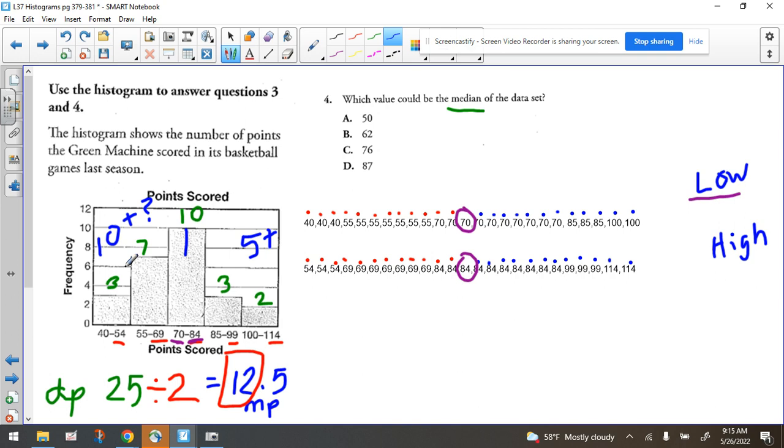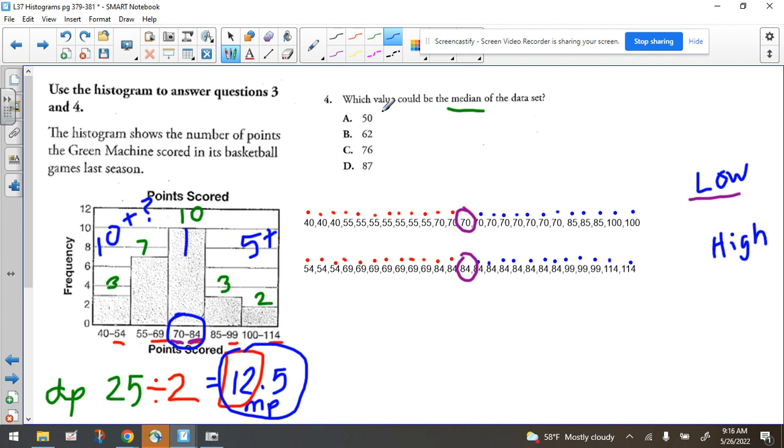So what I'm trying to say here is that you can just use the histogram and ask yourself, where would we be if we were at 12.5? And the answer would be, we'd be in this bar. So you can just say to yourself, that means that the median has to be a number that's between 70 and 84. And so hopefully you look at the values here that are offered. What value here is one that's between 70 and 84?